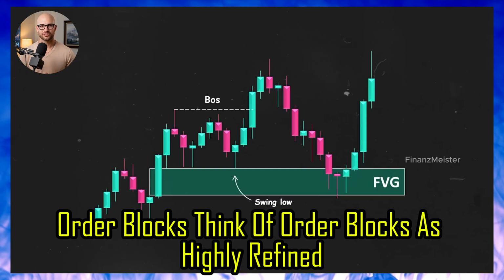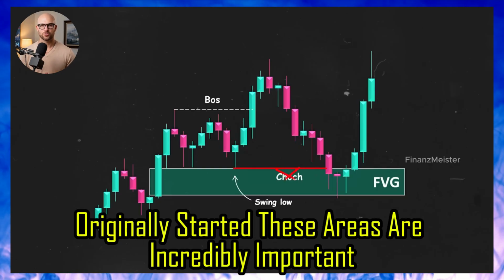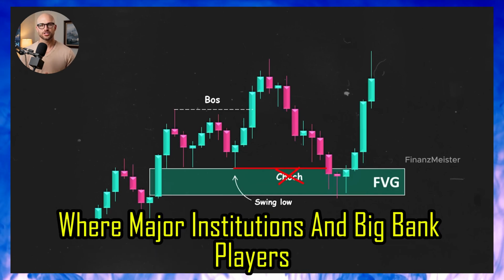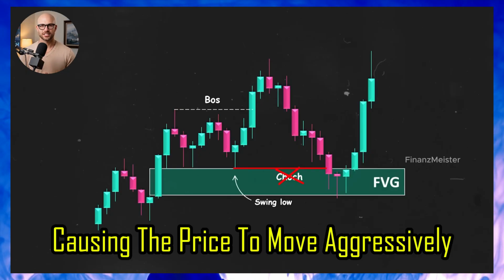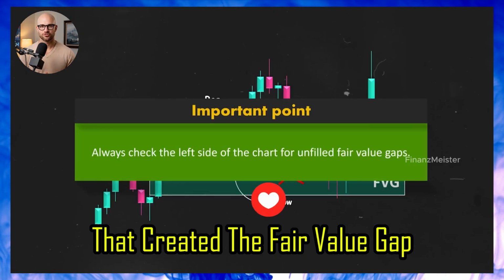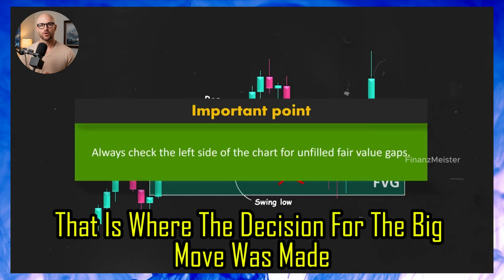Think of order blocks as highly refined supply and demand zones where massive buying or selling pressure originally started. These areas are incredibly important because they mark the exact spots where major institutions and big bank players place their trades, causing the price to move aggressively. We identify the very first candle that created the fair value gap as our order block zone, because that is where the decision for the big move was made.